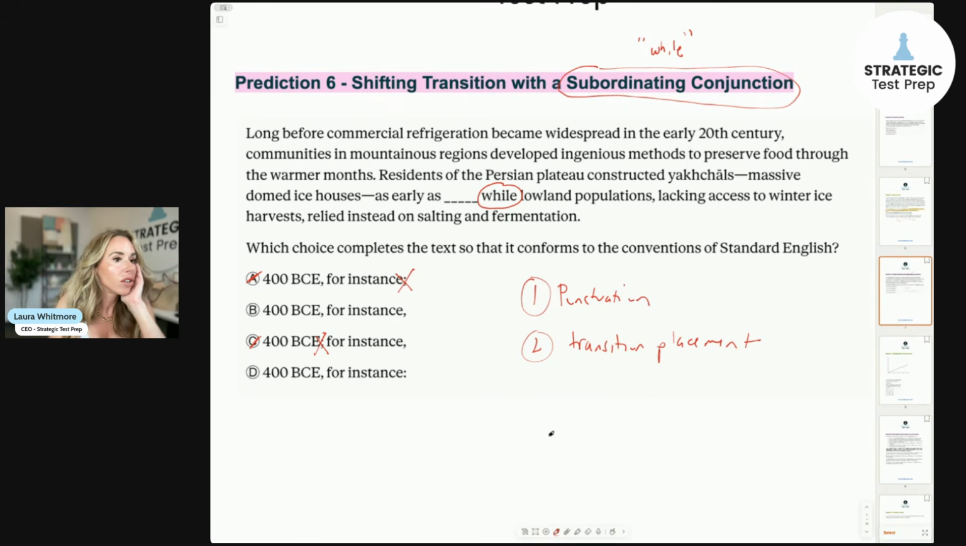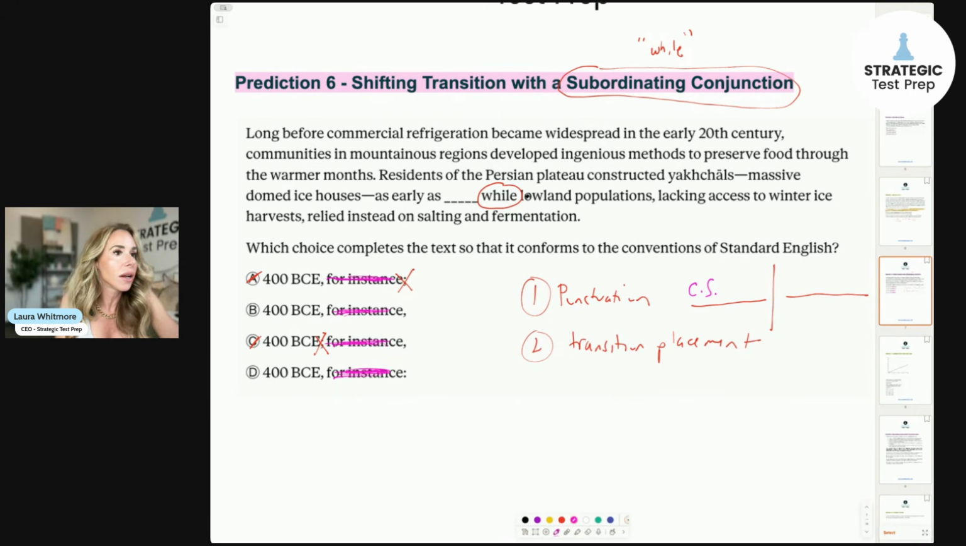I need to figure out, do I have 2 complete sentences or not? So if I test it, what I'm going to do is read up. And by the way, I like to just get rid of the transition temporarily. So we're going to get rid of the for instance. And I just want to read up to 400 BCE. So we've got residents of the Persian plateau constructed yakchals, massive domed ice houses, as early as 400 BCE. That sounds like a complete sentence to me. I'm going to go ahead and mark that first side as a complete sentence.